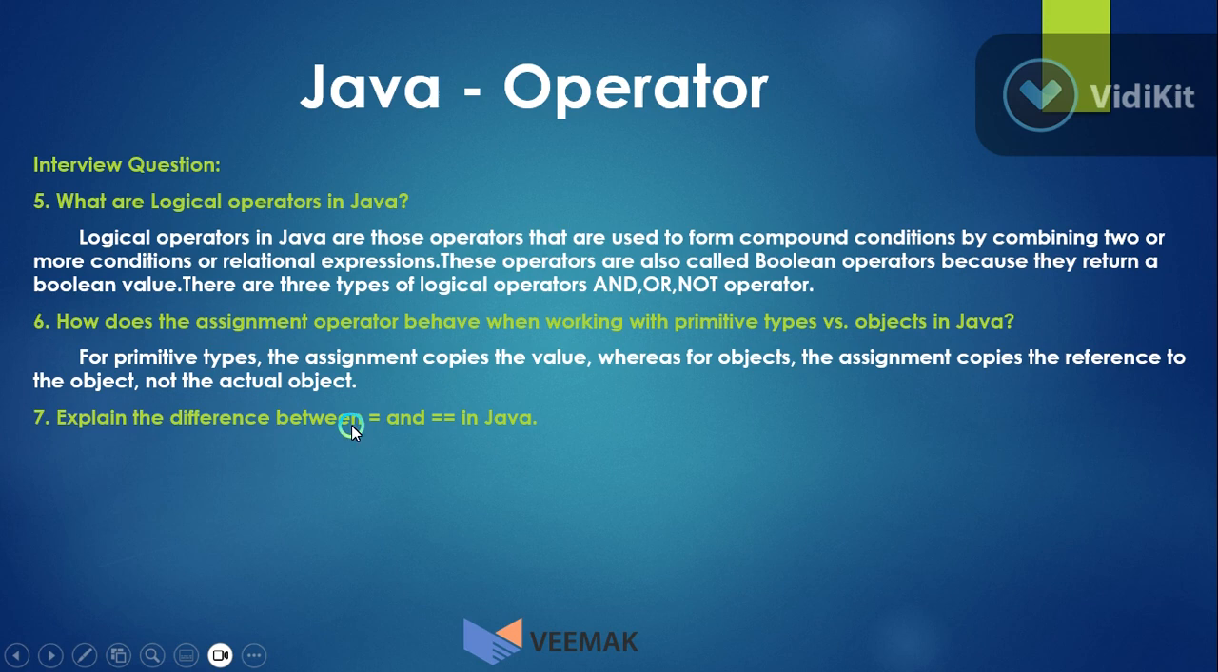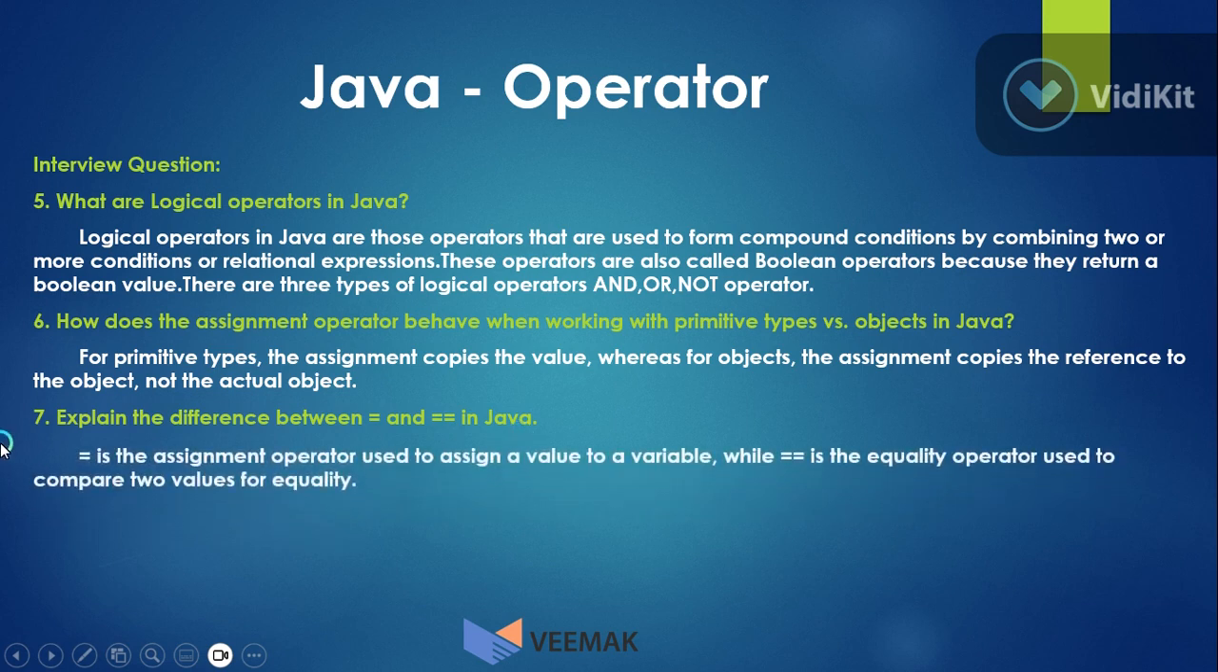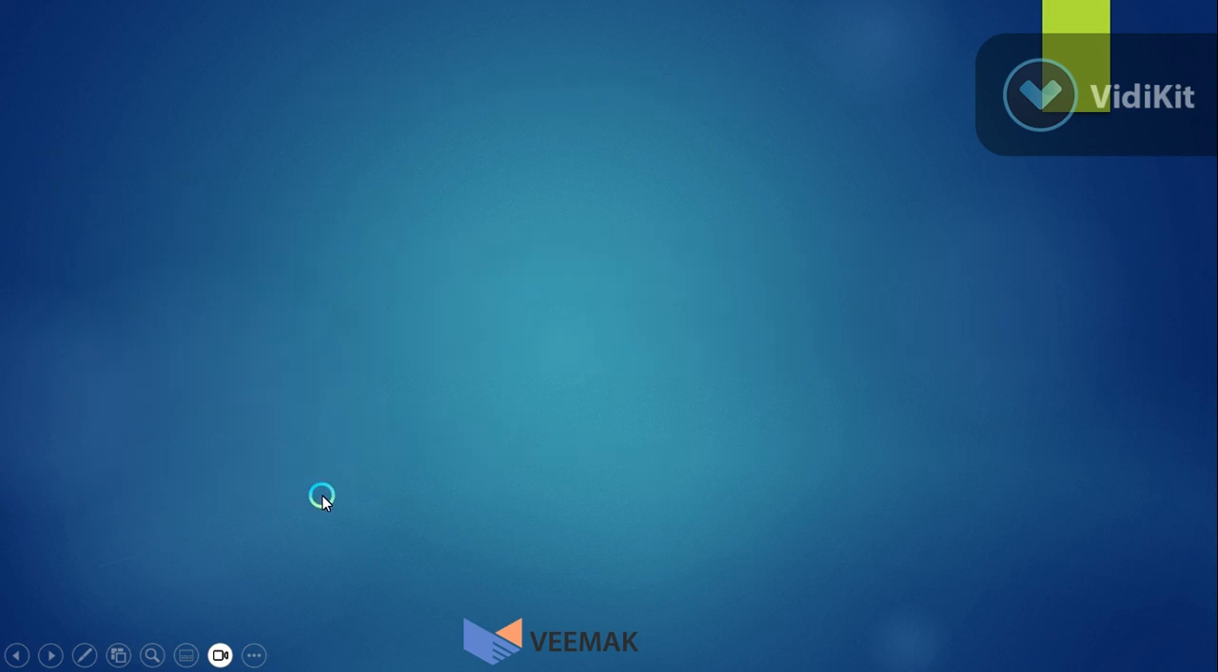Explain the difference between = and == in Java. The equal to assignment operator is used to assign a value to a variable, while double equal to is the equality operator used to compare two values for equality.